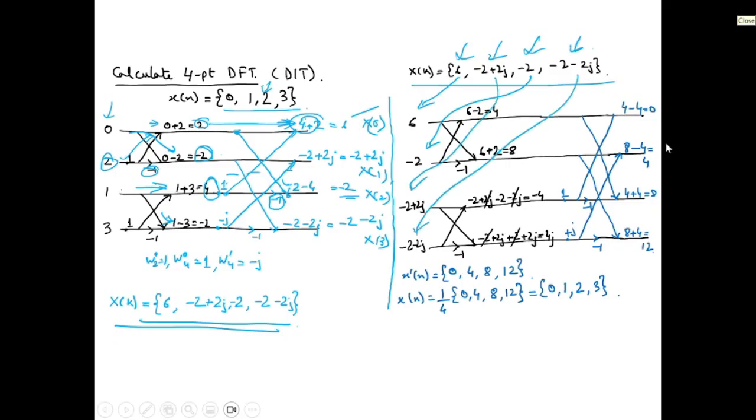Same methodology, and we get x dash n, which is in this format. Then I will get x of n, this one divided by 1 by 4. So I started with 0, 1, 2, 3. So I got 1, 2, 3, 0, 1, 2, 3. Okay.